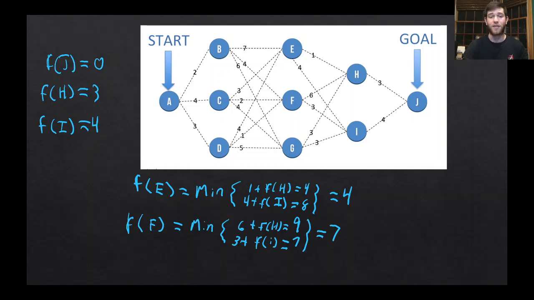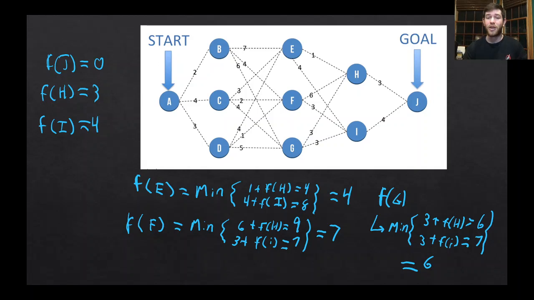Next, we'll try F. The minimum for F, we could either go to H or I. Going to H is a cost of 6 plus f of H, which gives us 9. Or going to I, which would be a cost of 3 plus f of I, which is 7. The cheapest here is obviously 7. So our optimal solution at f of F is 7.